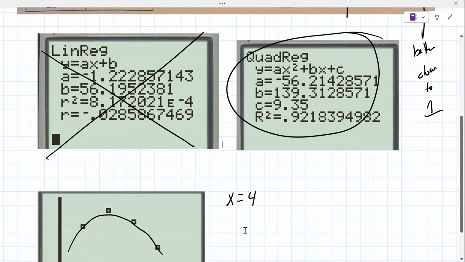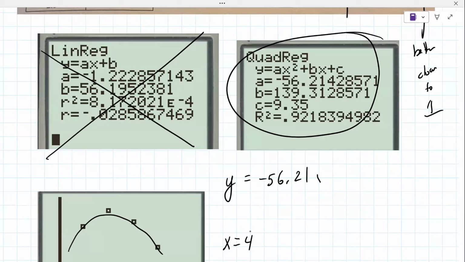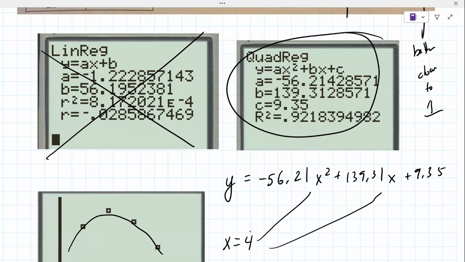So your quadratic model really is, I'm going to write it out here. I'm going to round, and you'll ask me again, well, what should I round to? I don't know. You should go with whatever your instructor tells you. I'm just choosing 2 decimal places. So there's your quadratic model. You're now going to put 4 in for x.